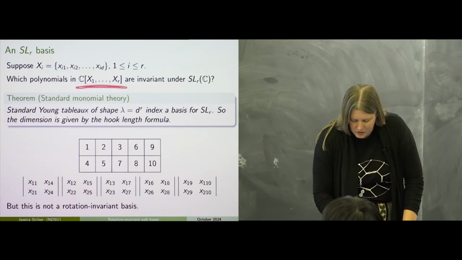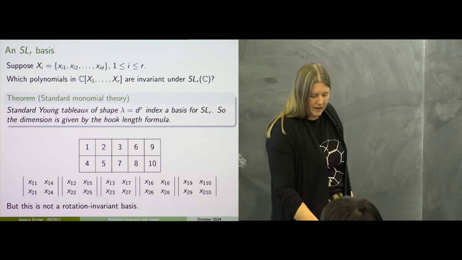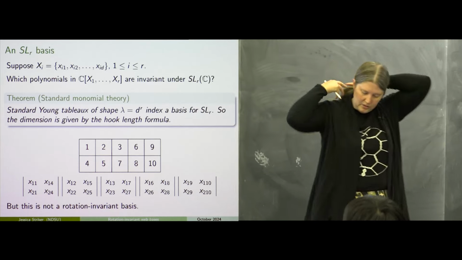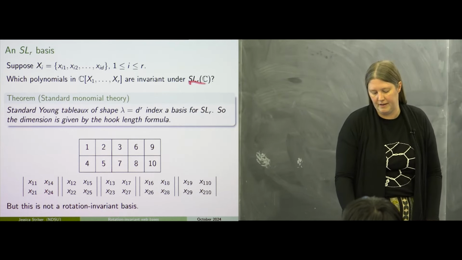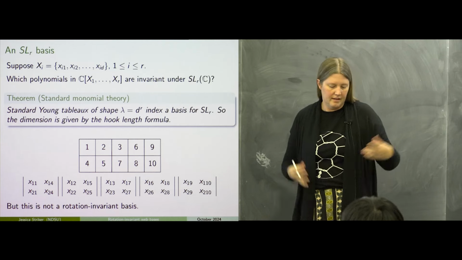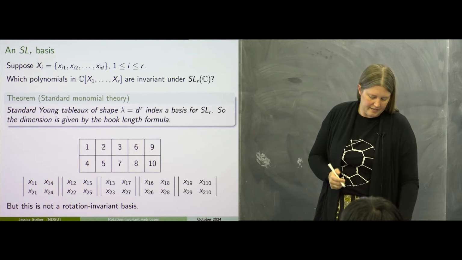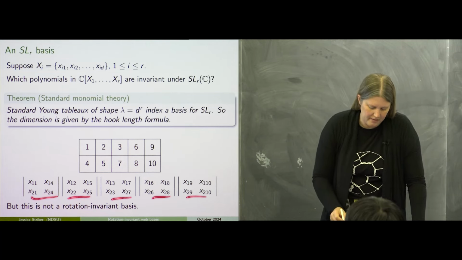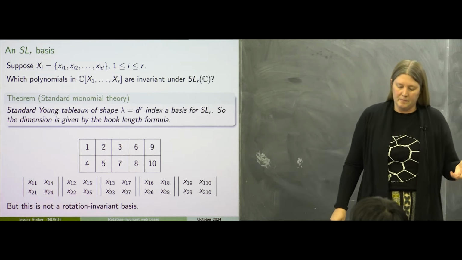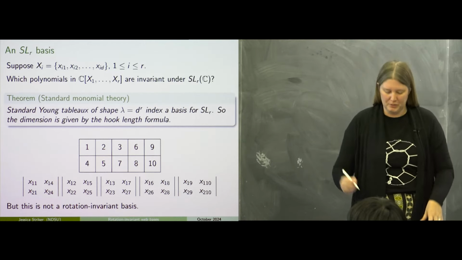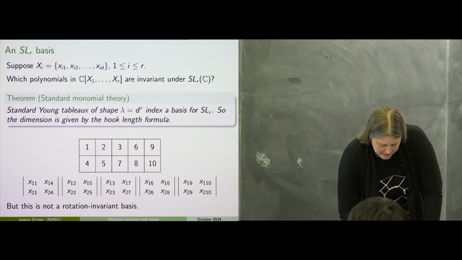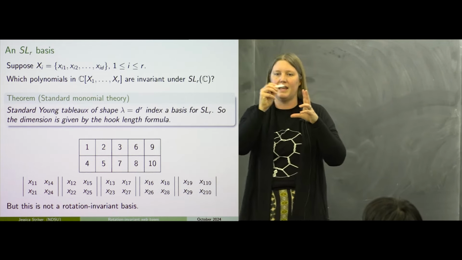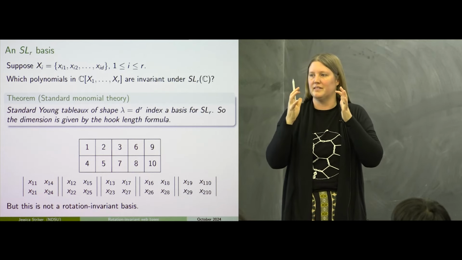We can ask which polynomials in those variables are invariant under SLR. You can think of SLR as a whole bunch of R by R determinants. It's spanned by products of those. So here is an SL2 example. Here's a polynomial that's going to be invariant under the action of SL2. You can imagine multiplying this big polynomial, or doing a change of variables where you multiply all your variables by A, B, C, D, that little matrix of determinant 1.